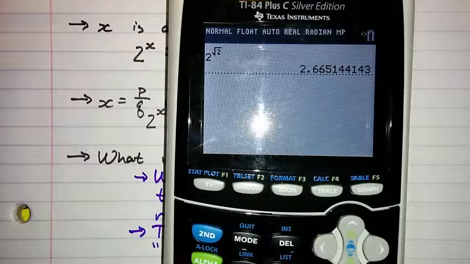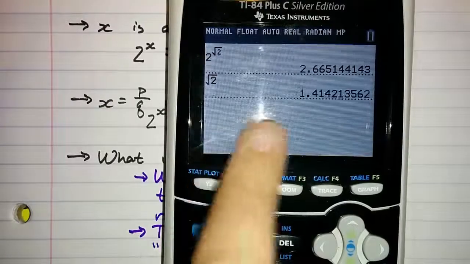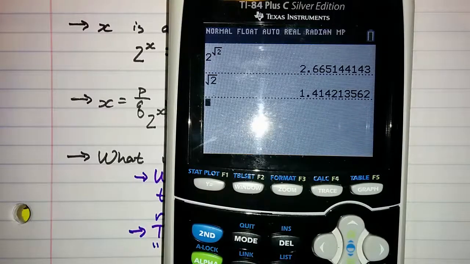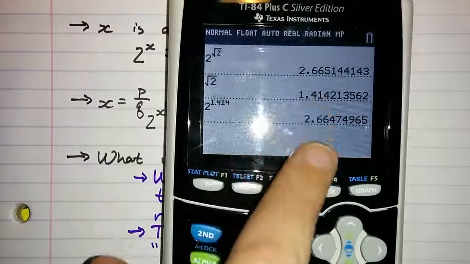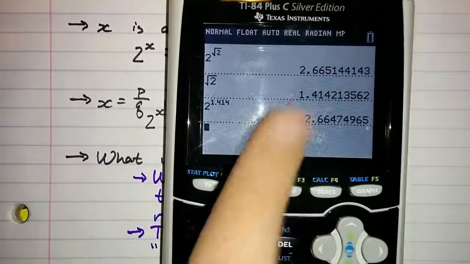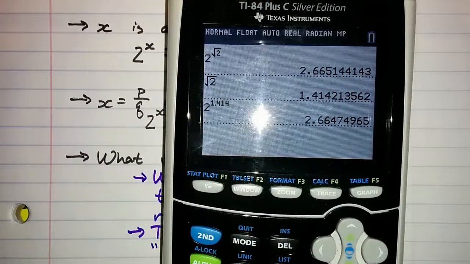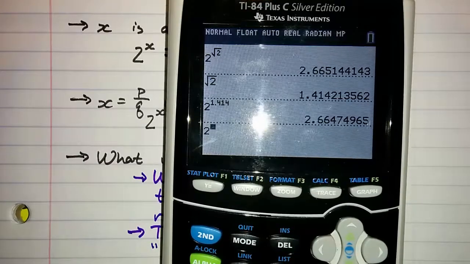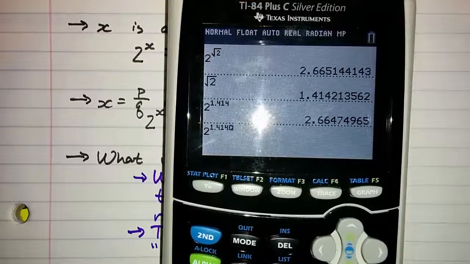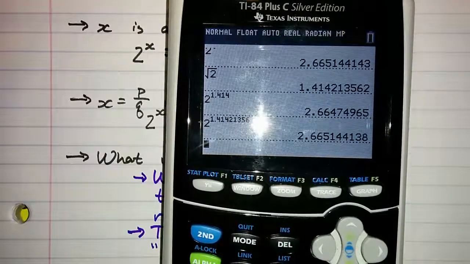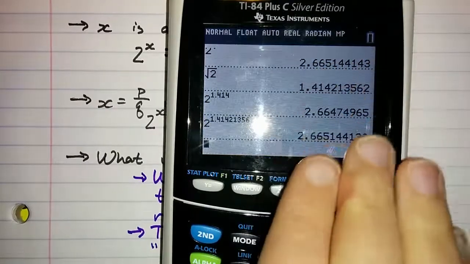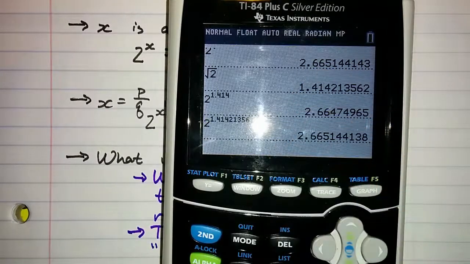Now, let's look for a minute at the square root of 2. The square root of 2 is about 1.414. If I take 2 to the power of 1.414, that's really close to being the same as what we said 2 to the root 2 was. If we keep going a little bit further, 2 to the 1.4142136, we get even closer, though still not quite there. Right, these last two digits disagree.